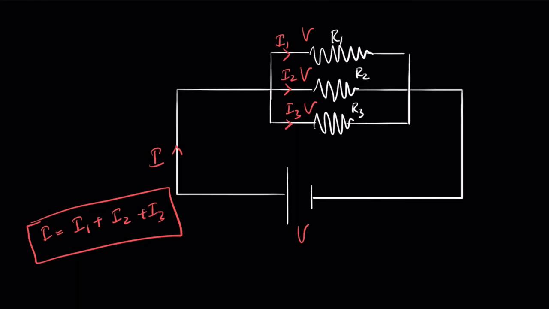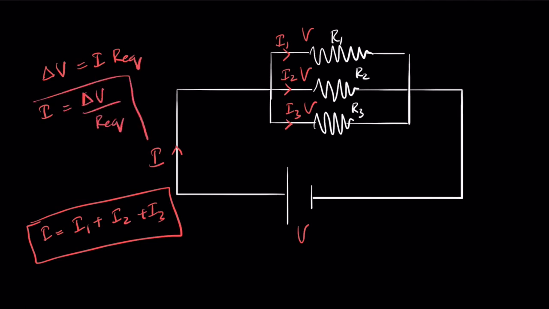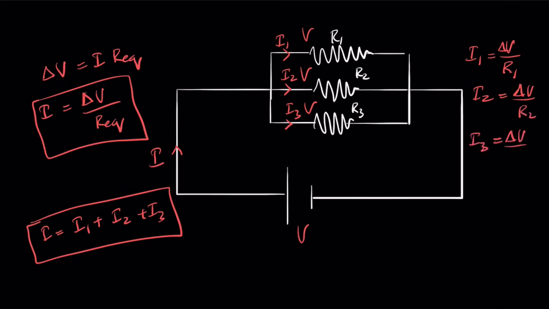So here, for the formula to calculate I, we know again that the formula is V equals IR. So delta V equals I times R equivalent. When you want to calculate R equivalent, I becomes delta V over R equivalent. And if you want to find the individual currents here, I1 is V by R1, so delta V by R1. I2 is delta V by R2 and I3 is delta V by R3. So once you know the voltage, you can calculate the current across each individual resistance.